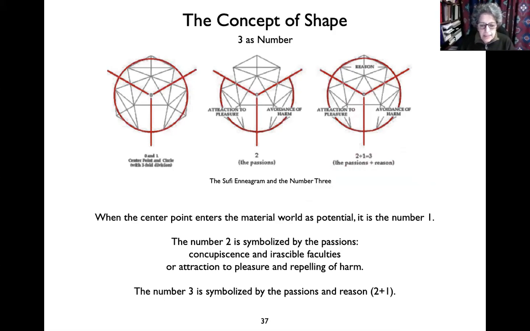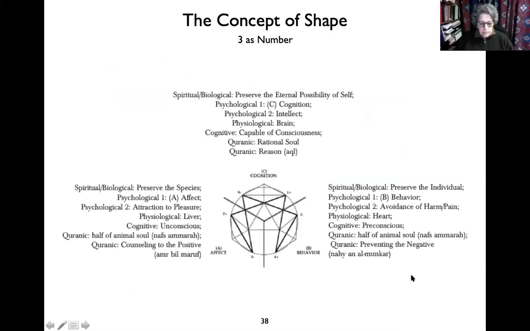And this is actually how we're created. When we're first born, we have the nafs ammare, but later when we're older, as we grow, we develop our abilities to reason. So it's also developmental as well. And then 3 is also, we can see these 3 divisions, which we did.